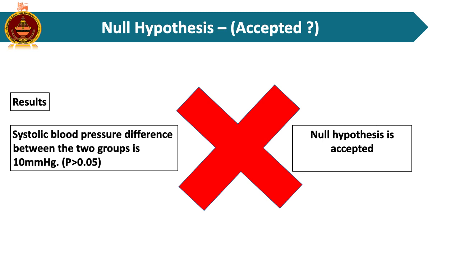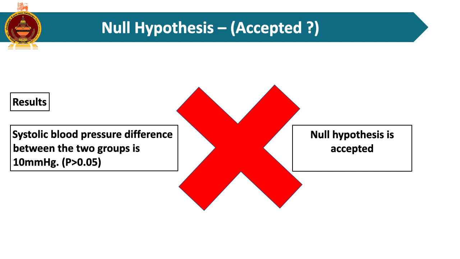Although we assume that the average blood pressure of the two populations are equal, when we are obtaining samples from those populations, there can be slight differences. We call that sampling variation.